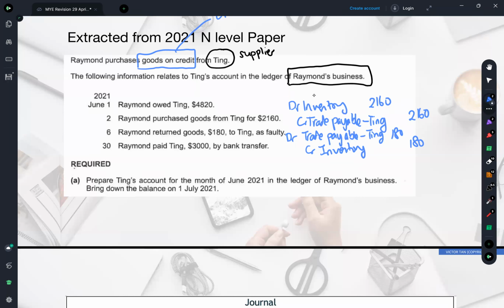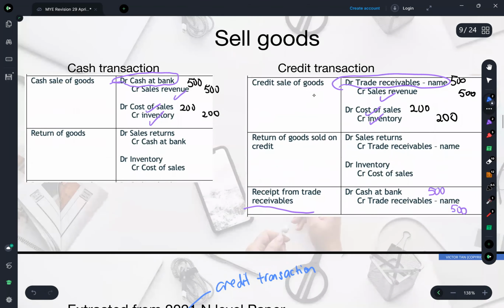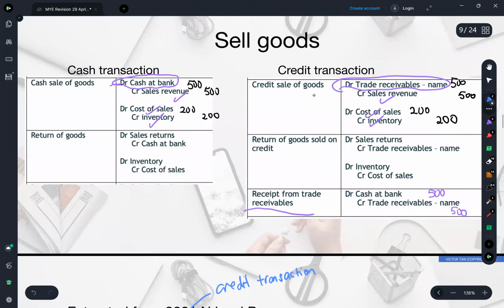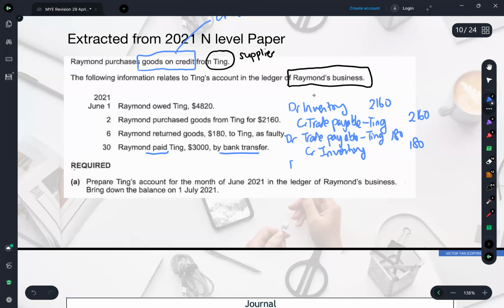Correct? Then what's the only transaction that can happen? You need to pay your supplier, correct or not? So now you pay by bank transfer. And you go up again, based on my notes. You pay the goods, debit trade payable, credit cash at bank. So debit trade payable, same thing. So bank transfer means you use cash at bank. So you credit your cash at bank, 3,000, 3,000.